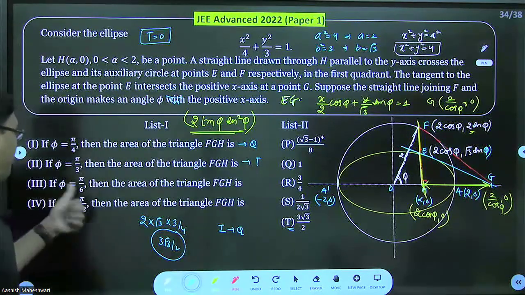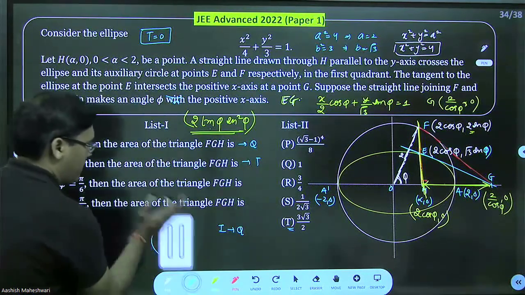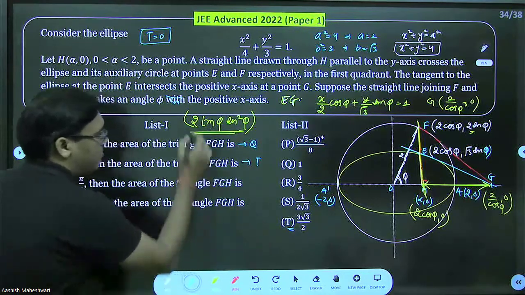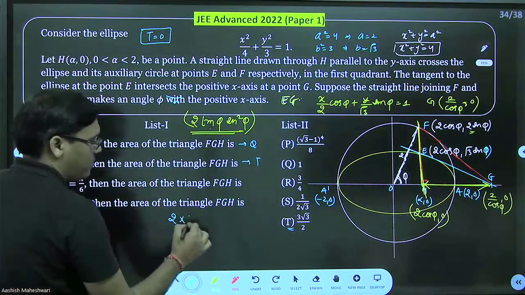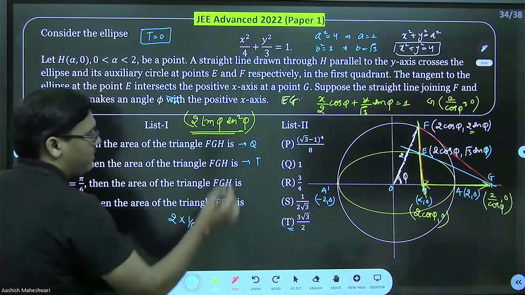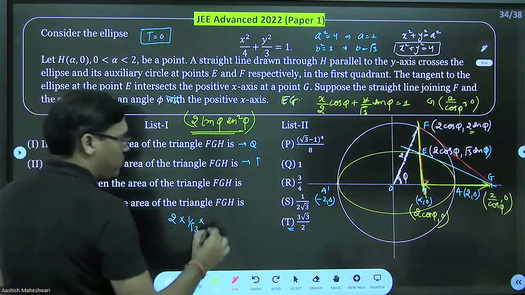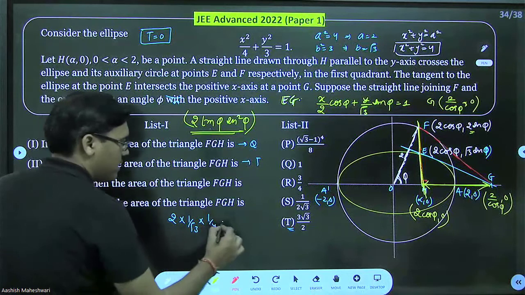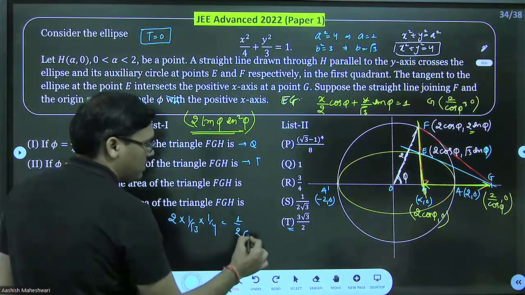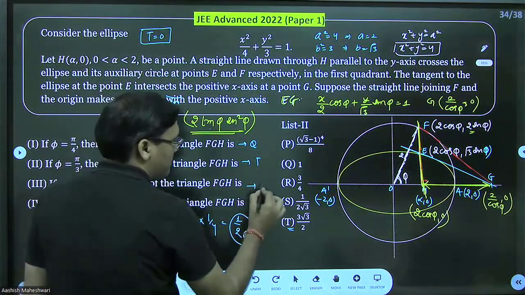Next, if phi is equal to pi by 6, so if I say phi is equal to pi by 6, pi by 6 पे this will become 1 by root 3, and sin pi by 6 is 1 by 2, that is 1 by 4. So you can say this is 1 by 2 root 3. So what is this? This is s.